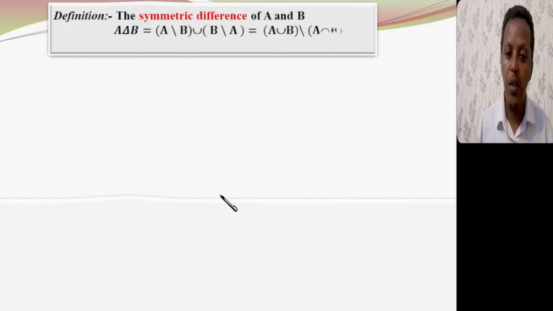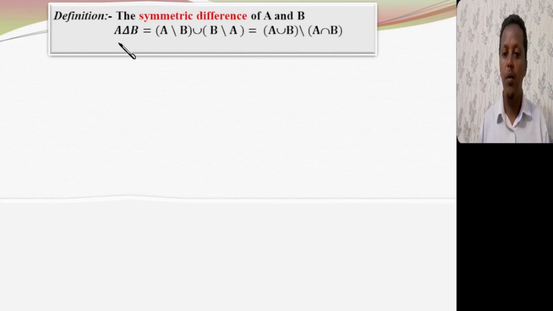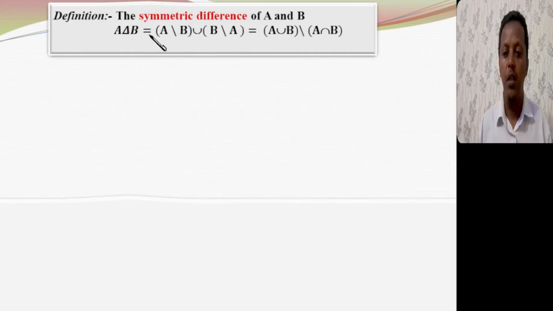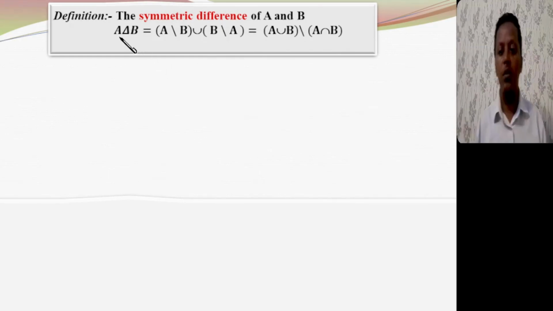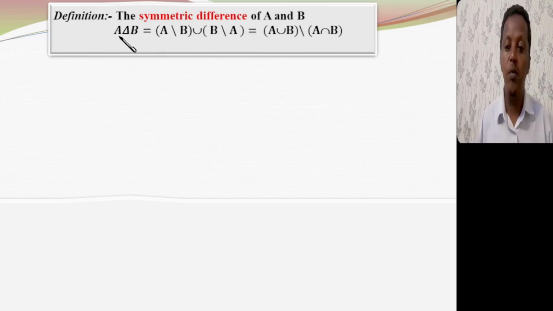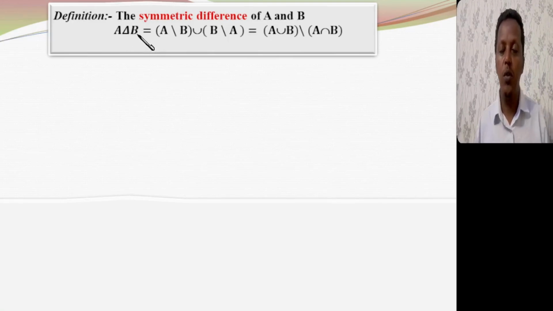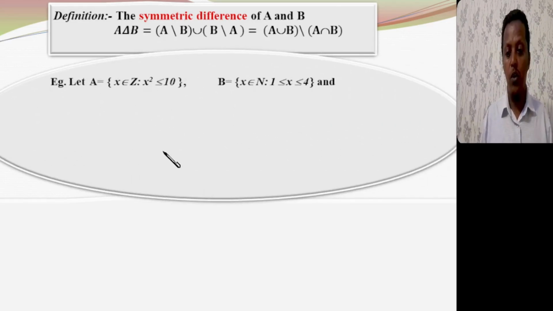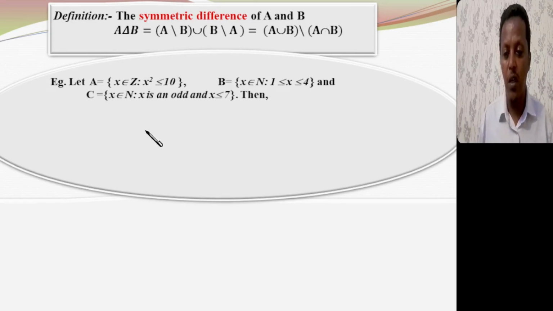Now the symmetric difference of two sets A and B, denoted by a symbol, A symmetric difference with B equals A without B union B without A. Once we know how to find the relative complement of two sets, we can find the symmetric difference. A symmetric difference with B will be the union of the relative complements of the two sets, or A union B without A intersection B. Let's take an example so that you understand the concept.